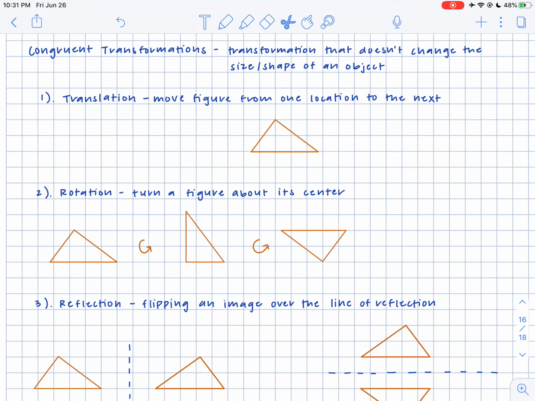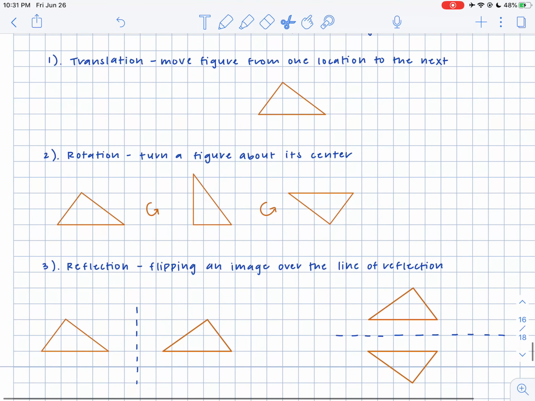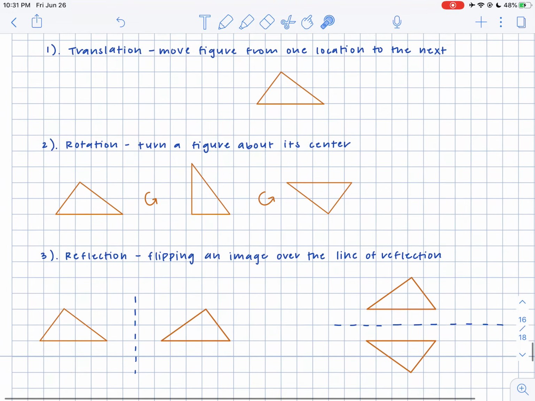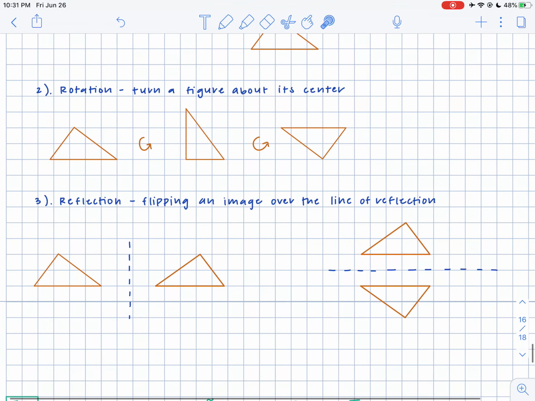For example, if I just took this figure and I moved it over here, that is what we call a translation, okay? Number 2 is a rotation. This is when we turn a figure about its center, right? So here's its center, and you can imagine this whole figure is rotating. It could be rotating in either direction. So I just wrote a series of rotations here. So that's how it would look if you rotate it about its center. Notice that the angles don't change and the measures of the segments don't change.